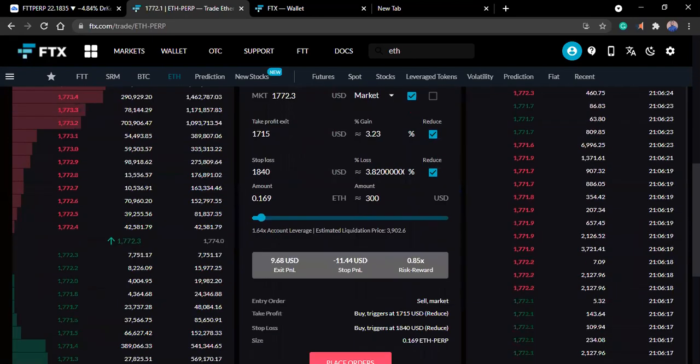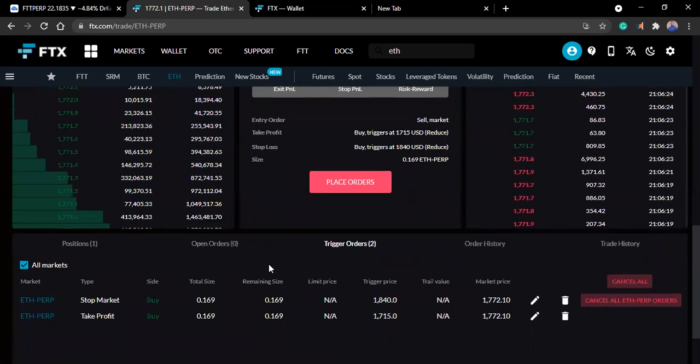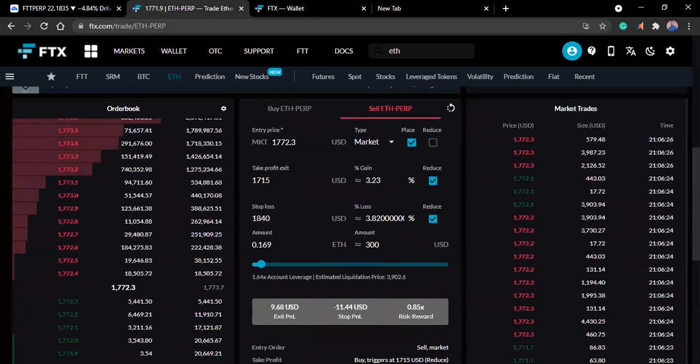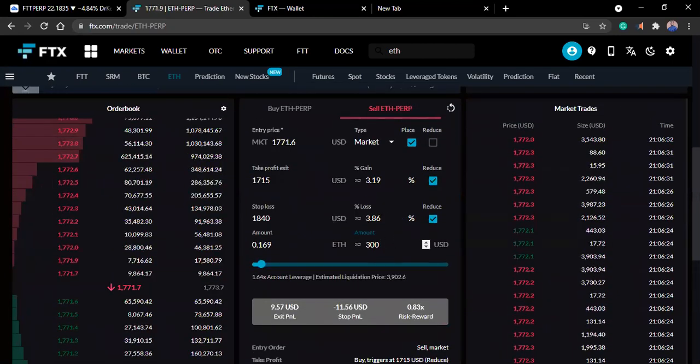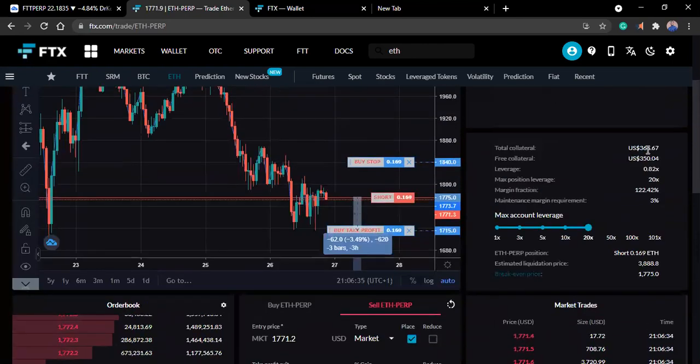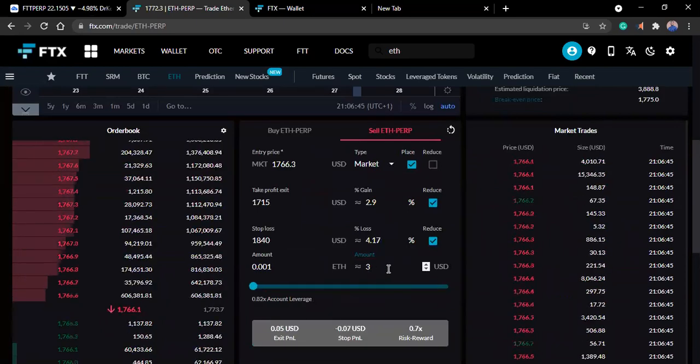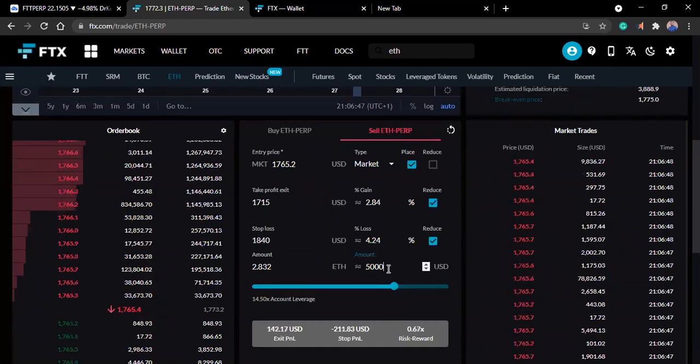If I come here and I decide to open a trade, let's say my maximum leverage is 350. I'm using 20x, meaning I have $7,000. If I decide to open a trade of, let's make it something crazy, let's say $50,000.